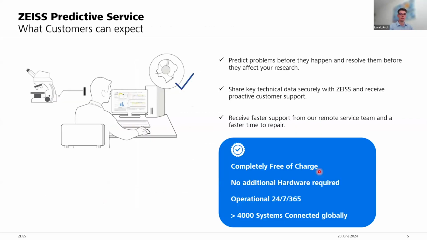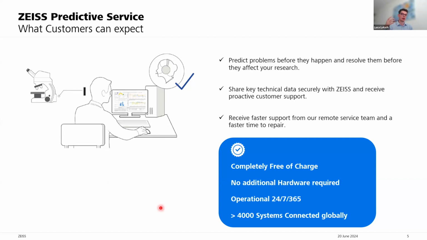Moving on to also what you can expect as customers. So basically summarizing it, we can predict problems before they happen and resolve them before they affect your research. I think that's one of the most important aspects. You can share key technical data securely with ZEISS and receive proactive customer support. And at the end, you will receive faster support from our remote service team and a faster time to repair.